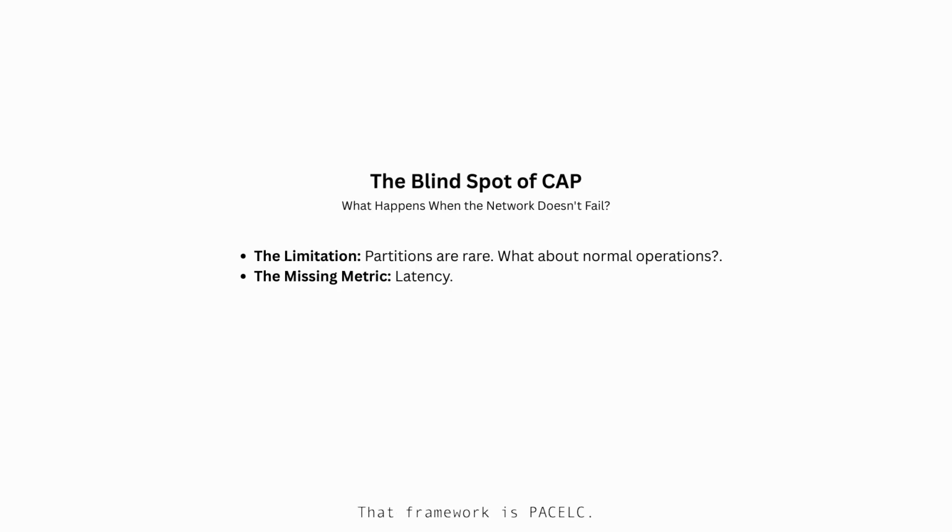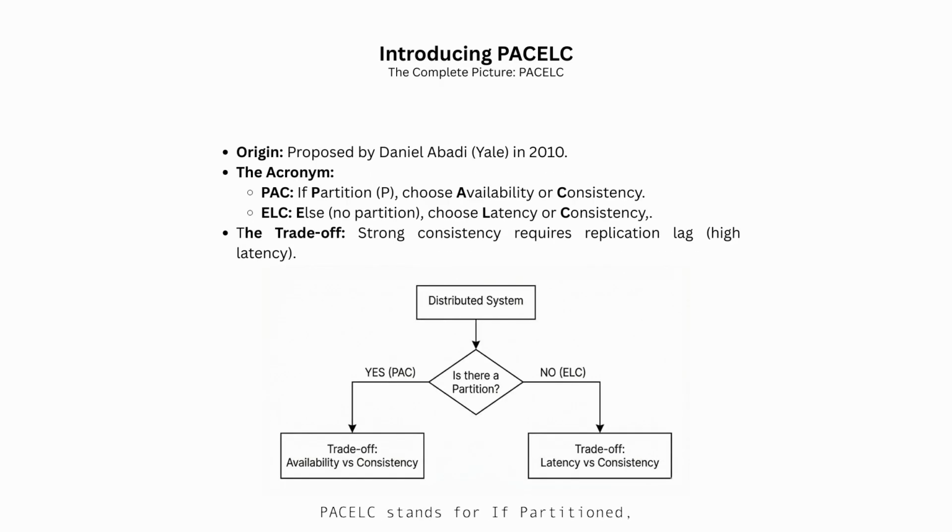That framework is PACELC. PACELC stands for: if partitioned, choose availability or consistency; else, meaning normal operations, choose latency or consistency. This changes everything. Even when your network is perfect, you still have to make a choice. If you want strong consistency, everyone sees the same data instantly, you have to pay the price in latency. Why? Because data has to travel to all replicas and get confirmed before the write is successful. If you want low latency, you can have relaxed consistency. You can't have instant global data updates and lightning fast responses simultaneously.